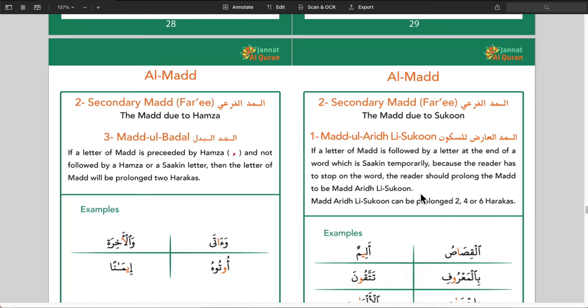Okay, now we move on to another mad far'i which is due to sukoon. Okay, another mad far'i which is due to sukoon.